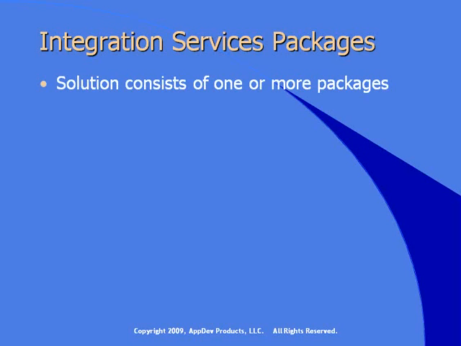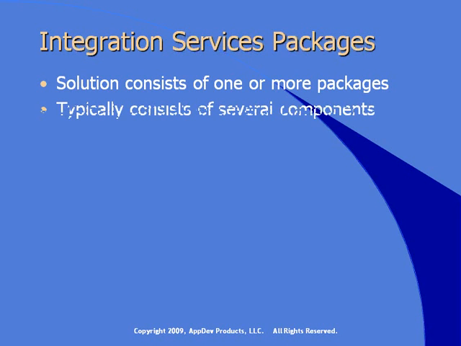An Integration Services solution consists of one or more packages. A typical Integration Services package consists of several components: a control flow, some number of data flows, although those are optional, connection managers, and configuration elements. And each of these components is critical to the overall package. The one component that you'll always have is a control flow. A control flow is the building block of a package. It contains the procedural logic that dictates the flow of execution through a package.